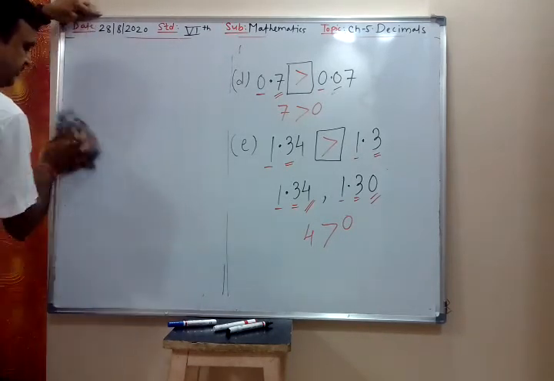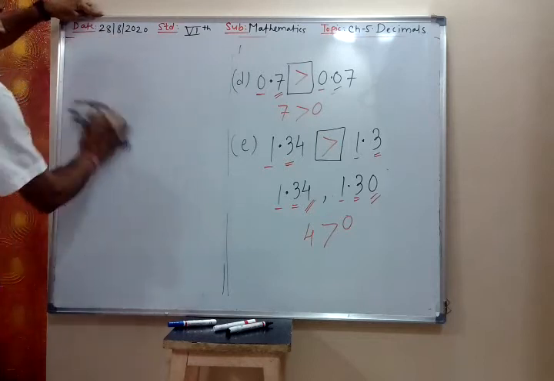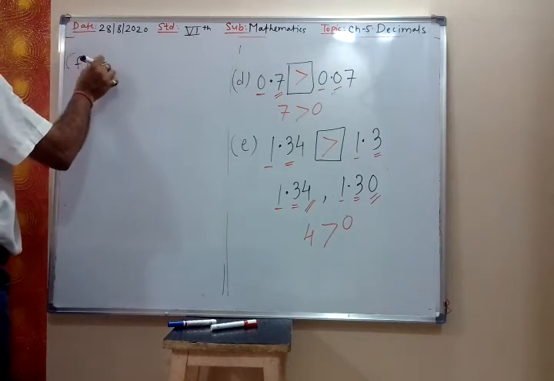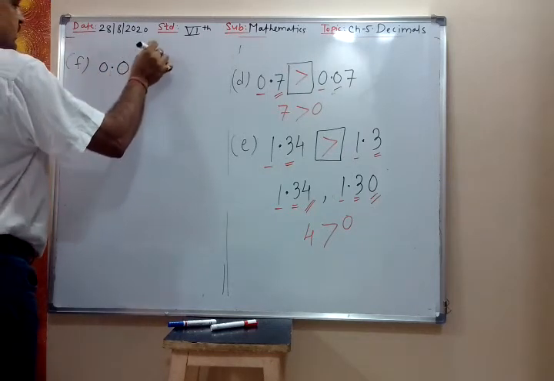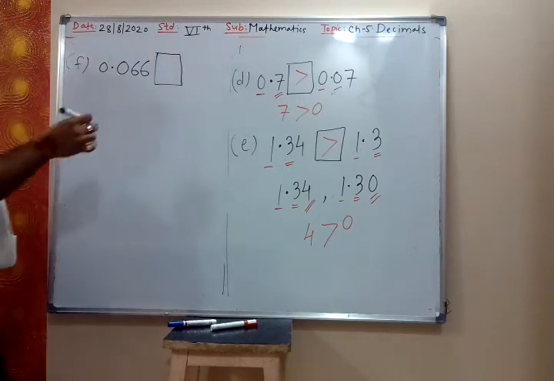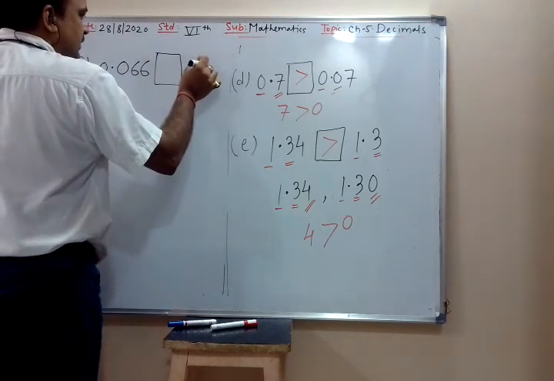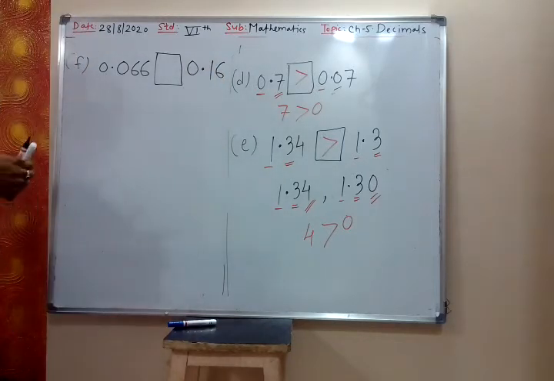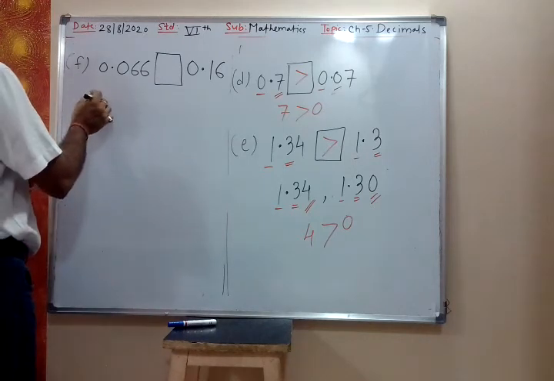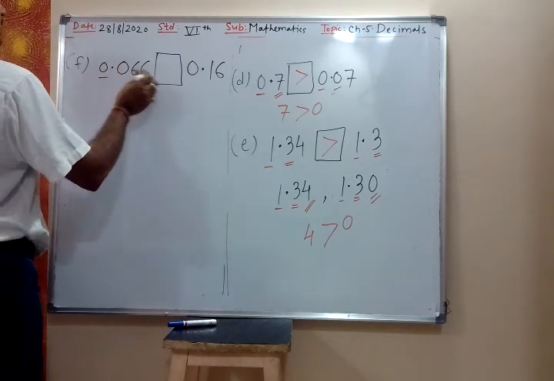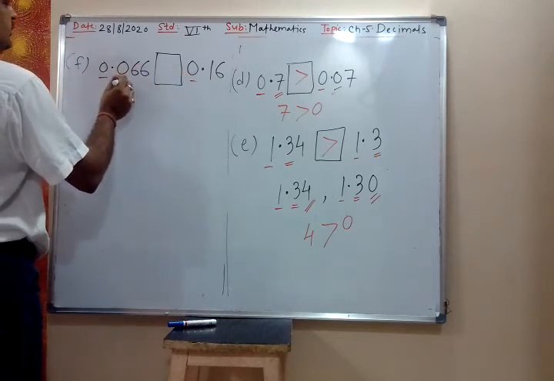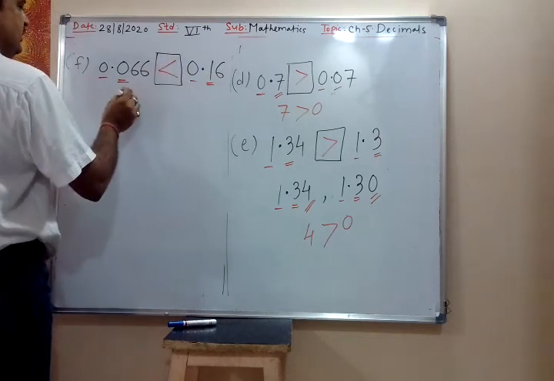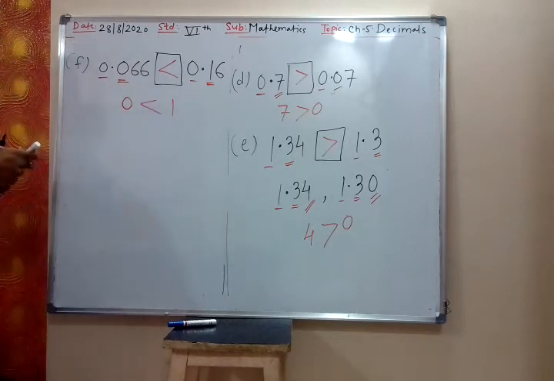F: 0.066 and 0.16. Now we compare the digits. This is 0, 0. Then after the point it is 0, and after the point it is 1. Are you getting this? So 0 is less than 1. So 0.16 will be greater.